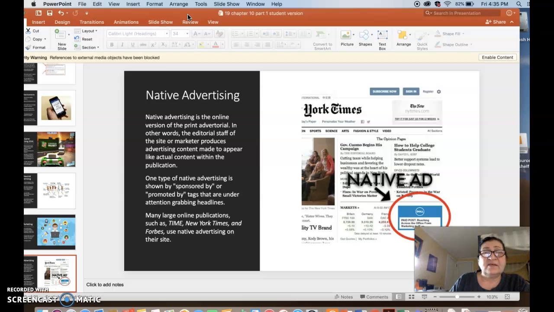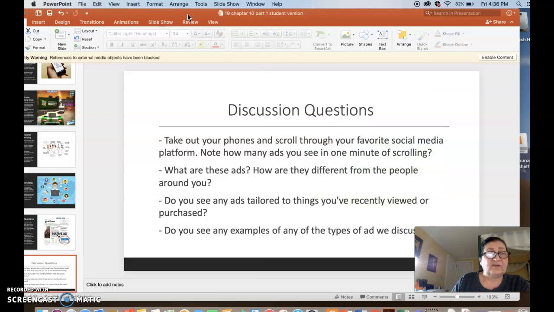Native advertising is the online version of the print ad. In other words, the editorial staff of the site or marketer produces ads made to appear like actual content within the publication. One form of native ad is sponsored by or promoted by tags. Many companies like the New York Times and Time Magazine or Forbes use native advertising on their sites.